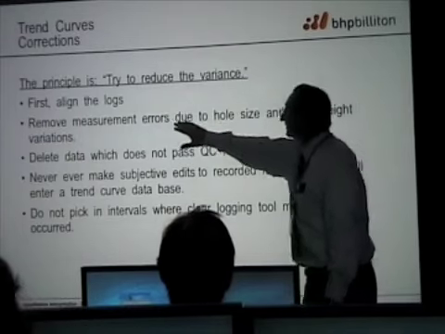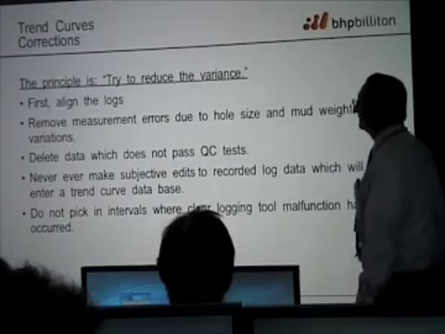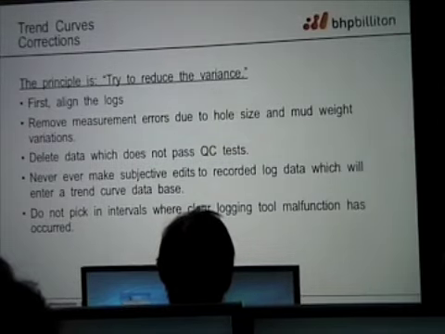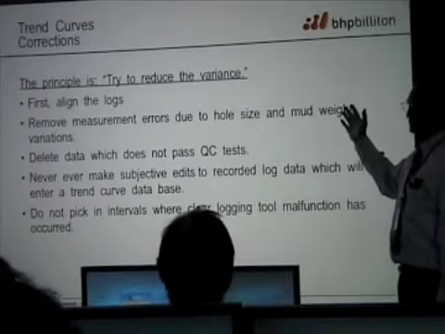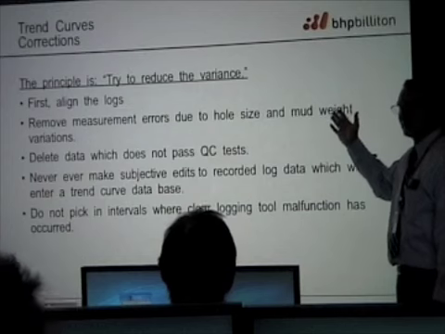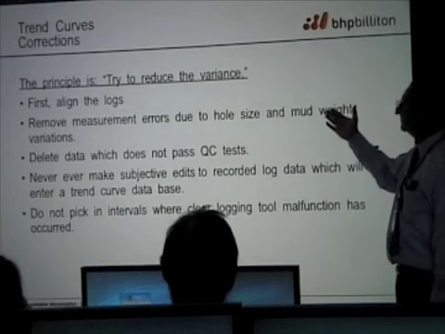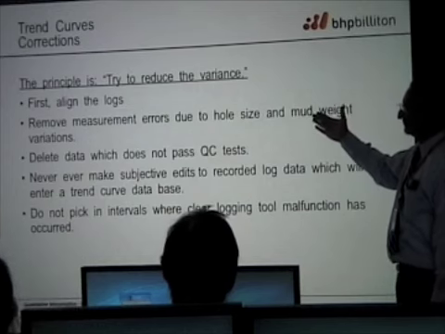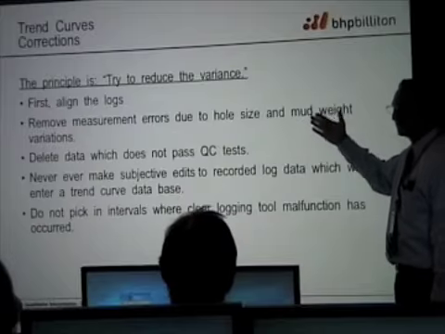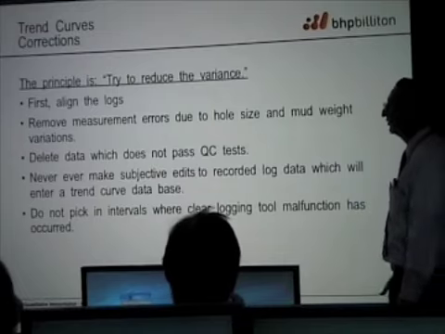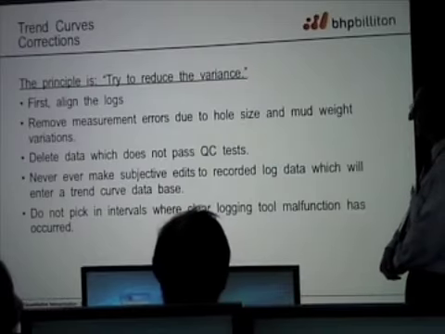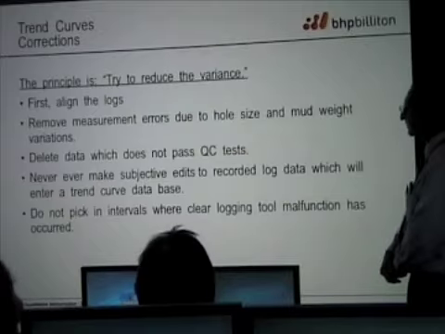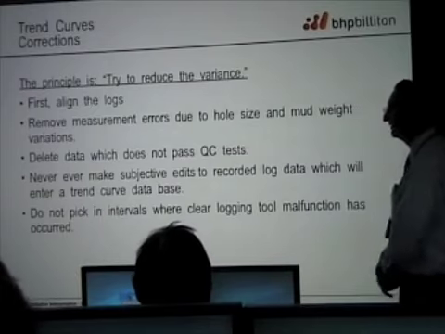I said measurement errors, I should change that. I should say, you should try to make corrections for hole size and mud weight variations between wells. You want to compare apples with apples. These things often affect the measurements significantly, and the corrections for them are known, and Schlumberger or whoever have tables for this. Delete data which does not pass quality control tests. We'll talk about that in a minute.